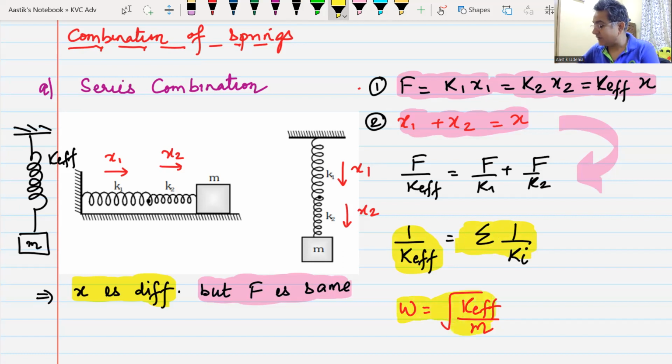The omega in this case, how does it change? In place of k, the spring constant of one spring, we put k effective, where k effective is the spring constant of all the springs put together. Do we remember this now?